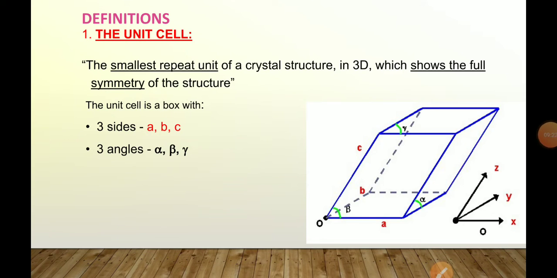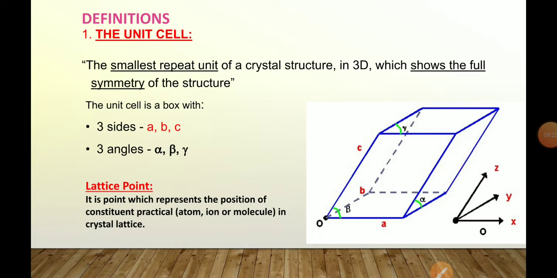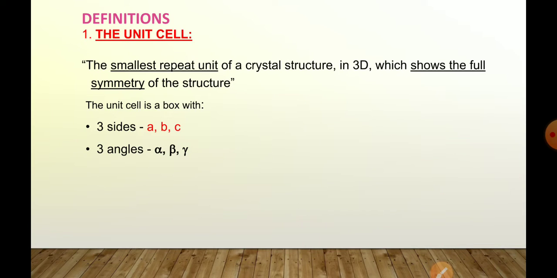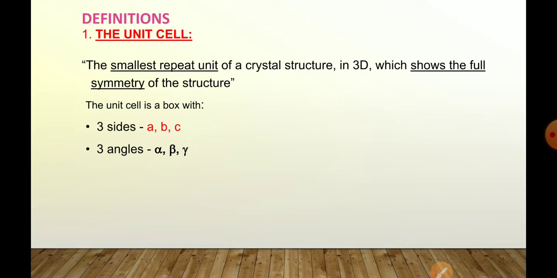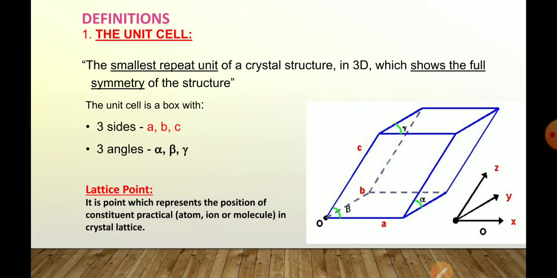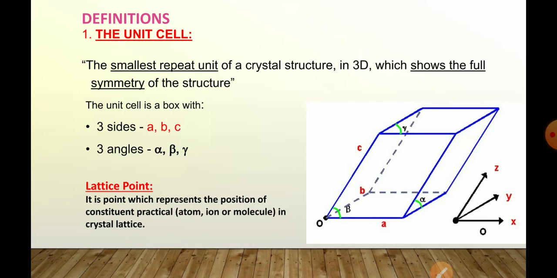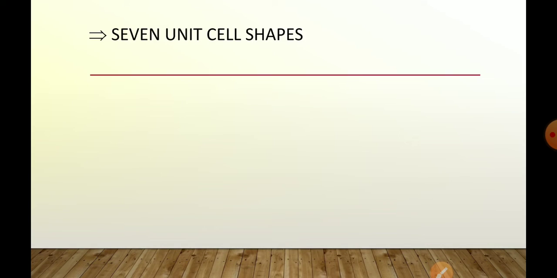now what is a lattice point? A lattice point is a point which represents the position of the constituent particle. Particles may be atom, ion or molecule in the crystal. So in this part we discussed three important things: what is crystal lattice, what is unit cell, and lattice point. Okay, let us move to the next part.